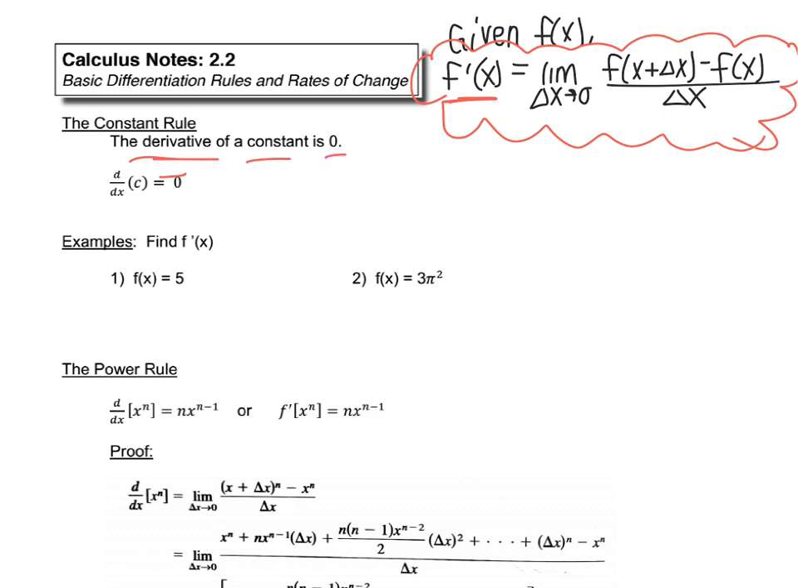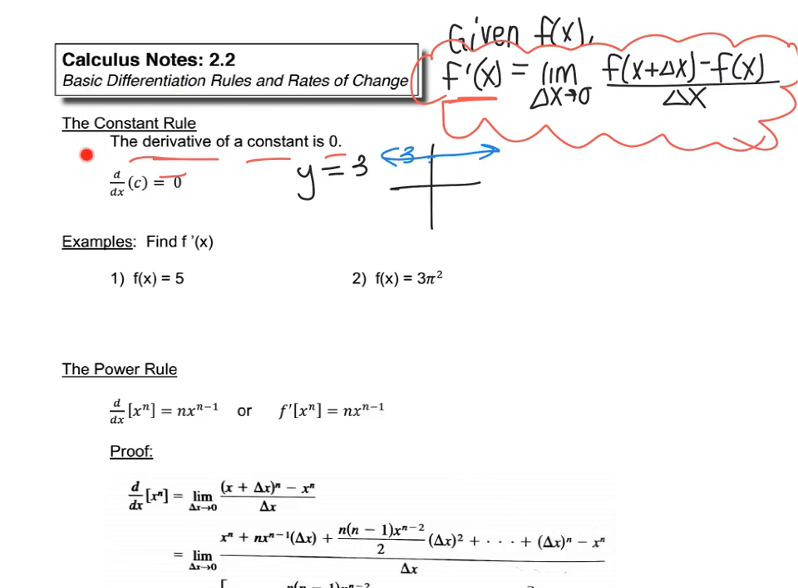So let's think about what a function that is just a constant looks like. Let's say y equals 3. Think about what that looks like. It's a horizontal line, and y equals 3 all the time. Think about the slope of that function at any given point. This has a slope of 0 always, no matter what.